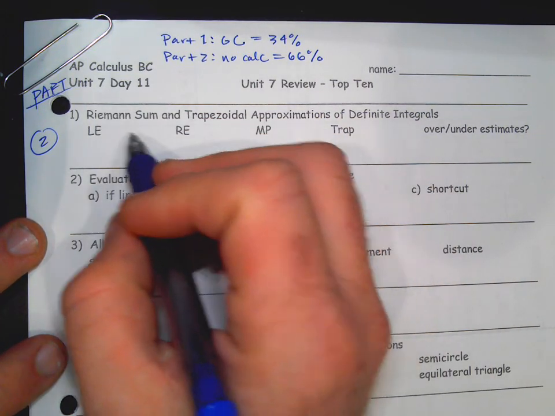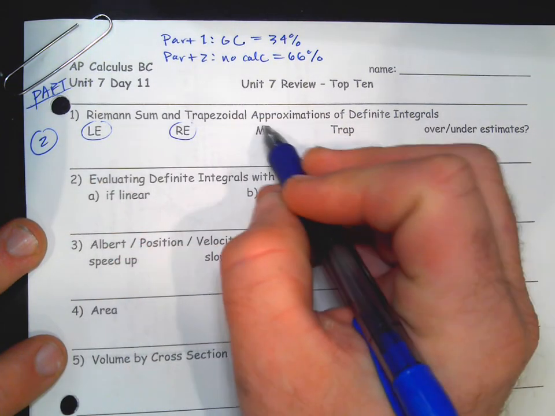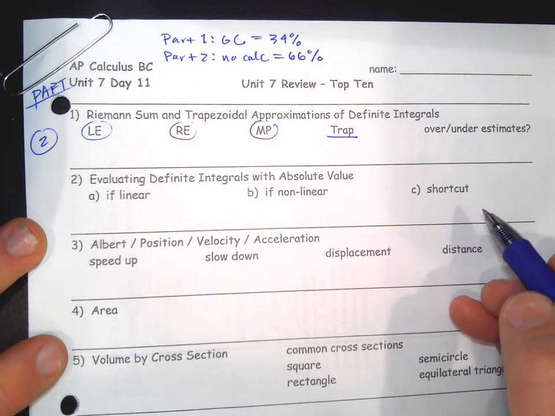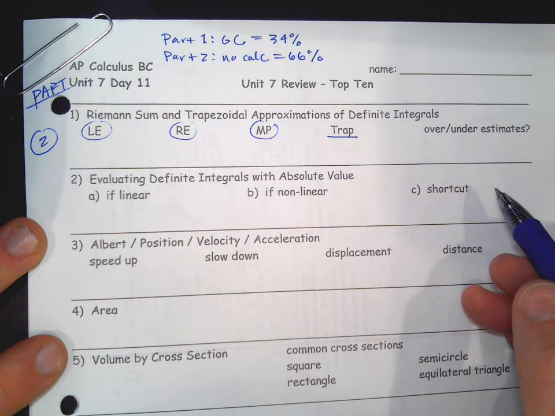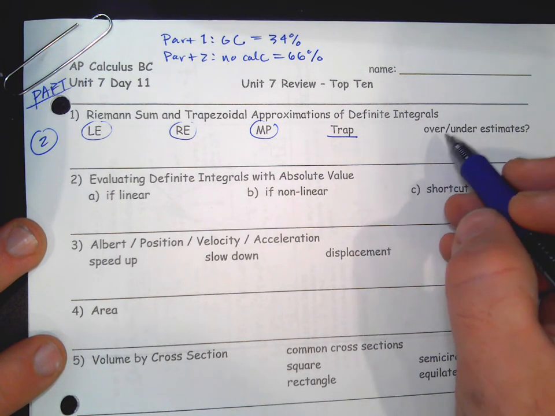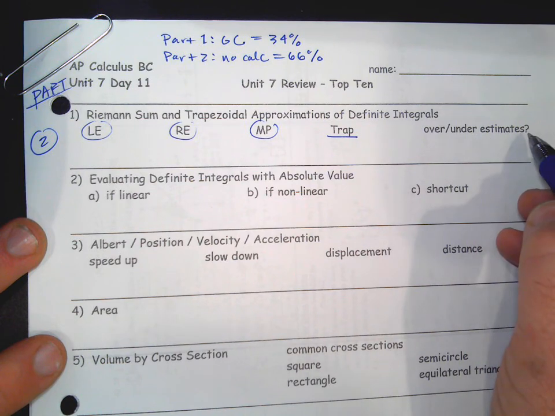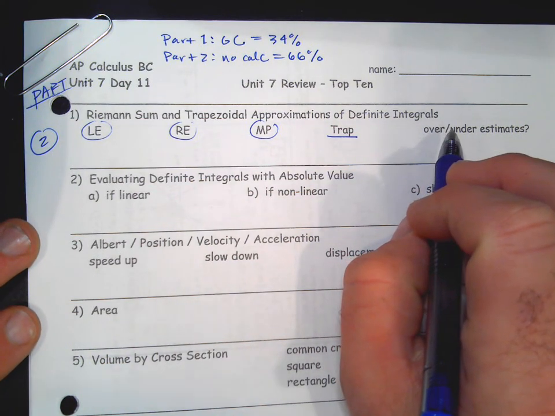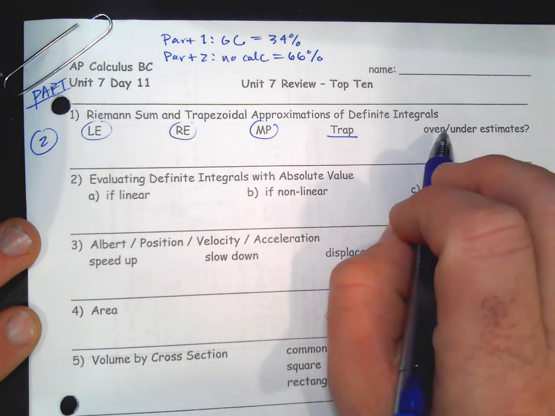There are different Riemann sums: left-end, right-end, and midpoint. Trapezoid is not called a Riemann sum. It's a different kind. I would draw pictures of these. One of the questions you'll be asked is if they're over or under estimates. And I don't try to memorize this. I just draw a picture.